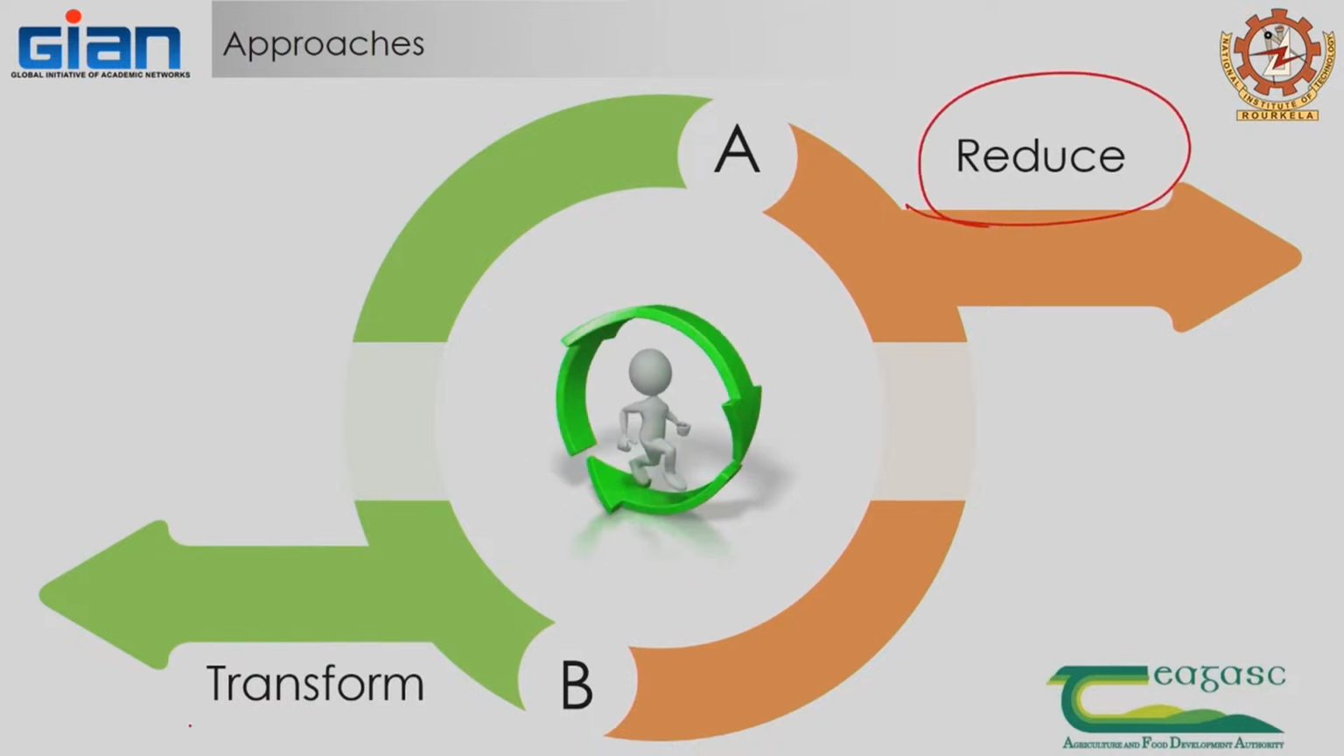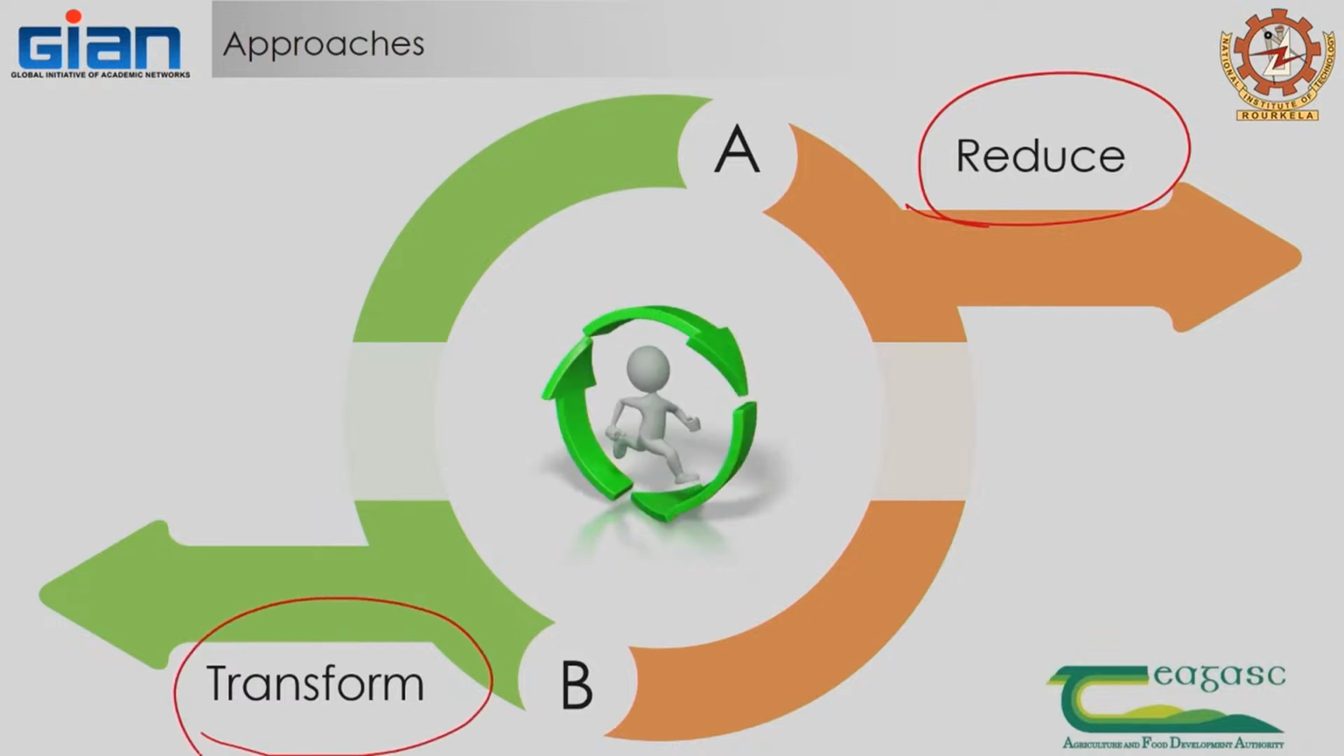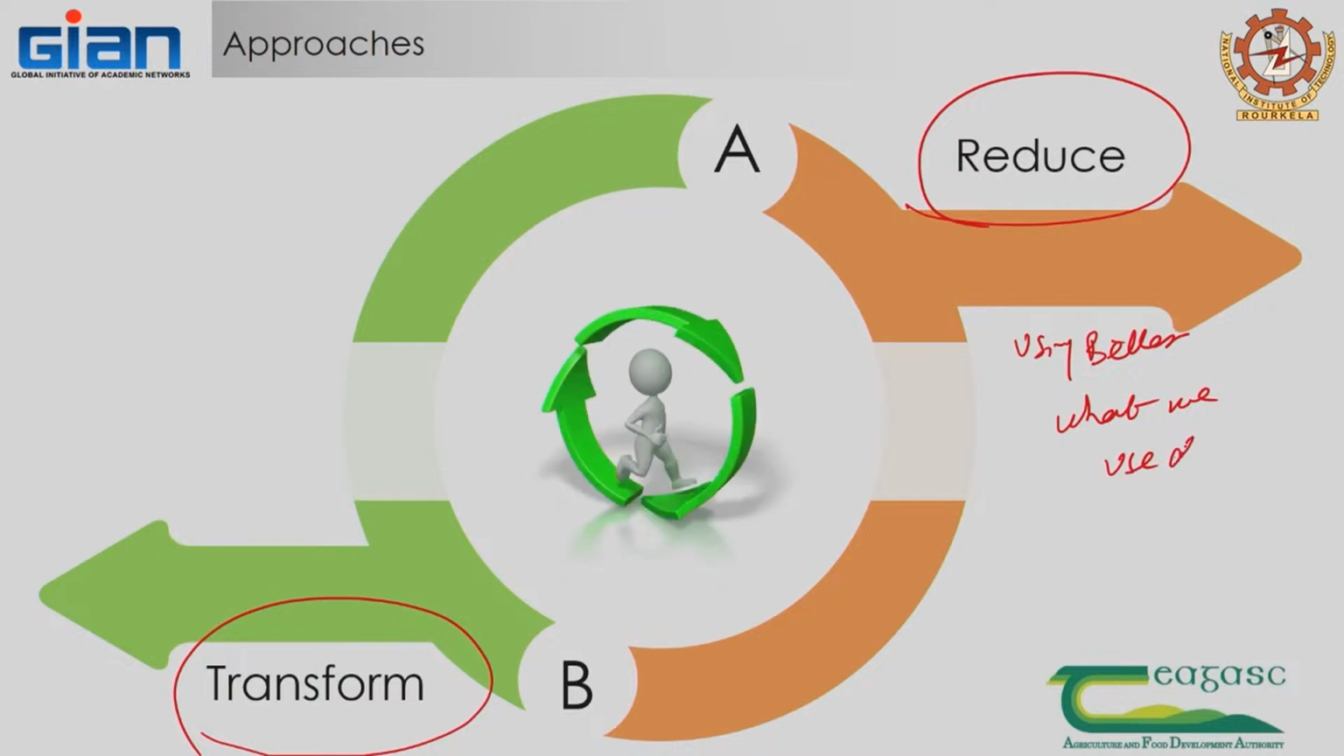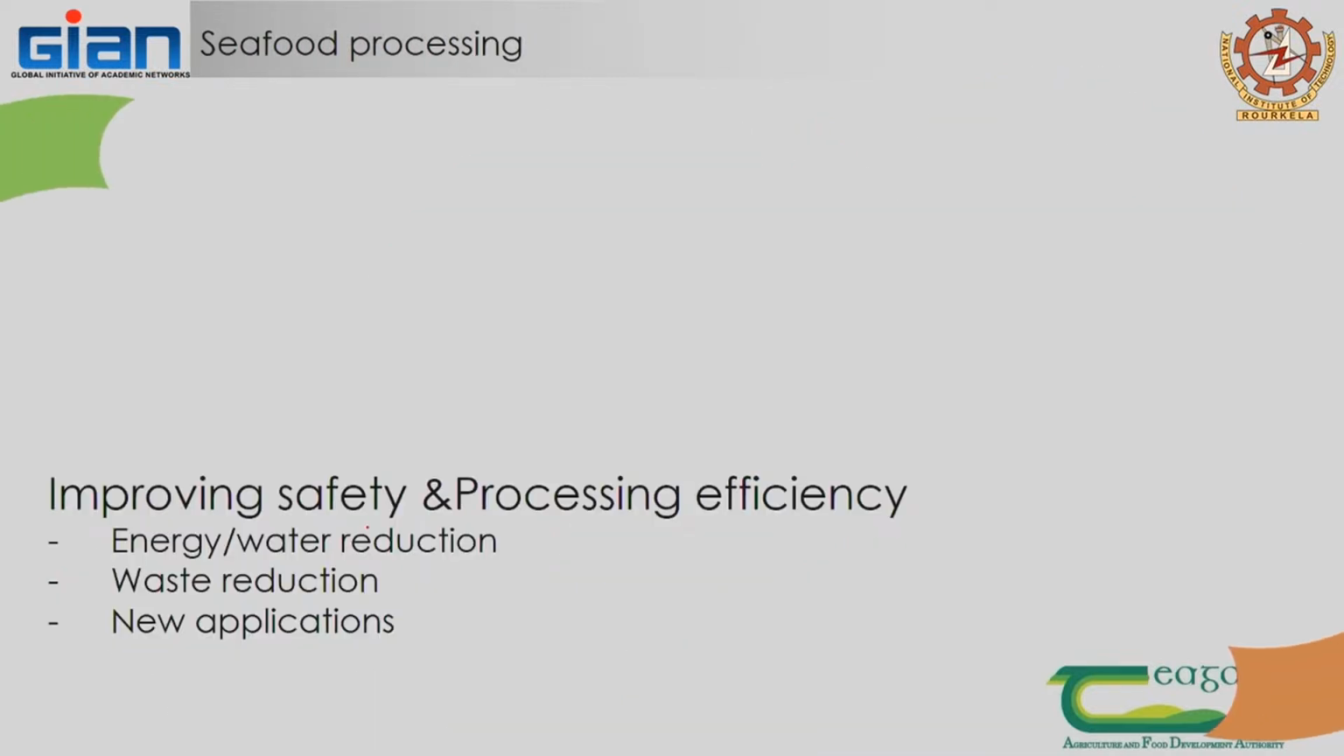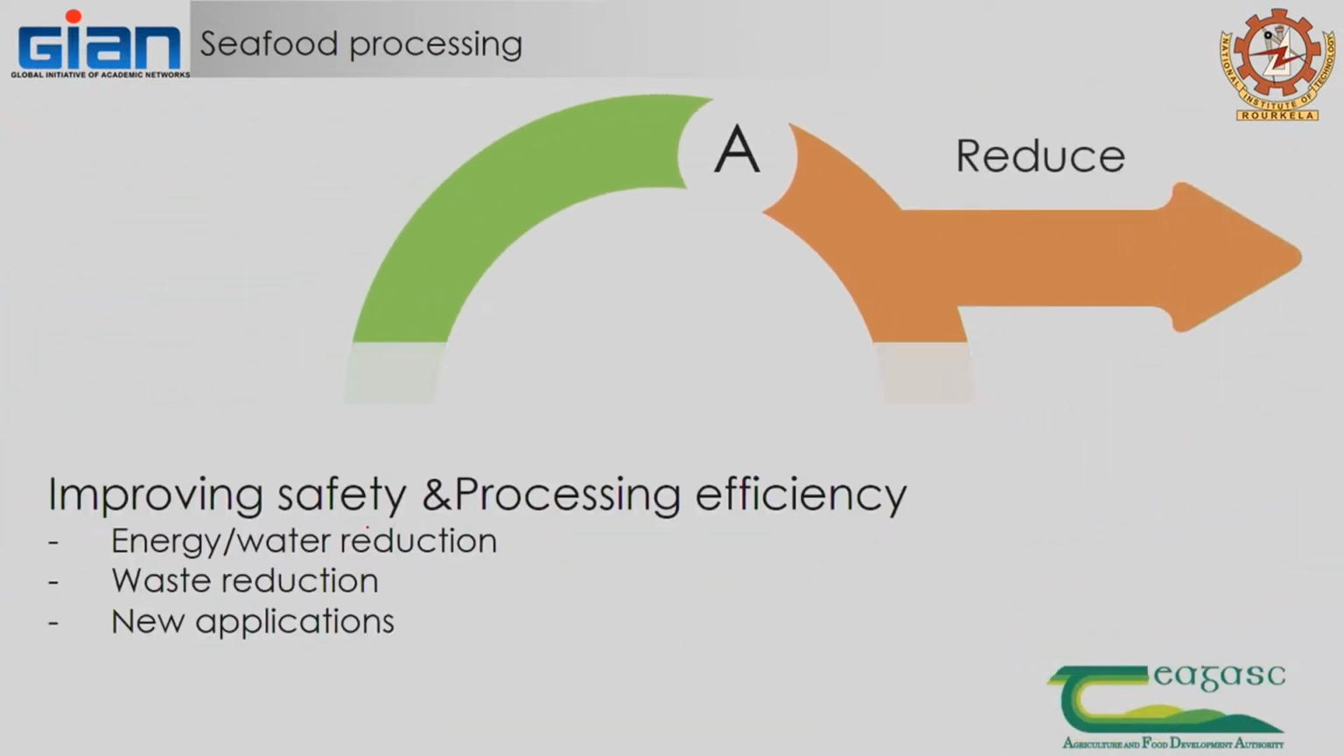Reducing the waste or transforming the byproduct. Using better what we use already. And this was mainly to unlock the potential of seas and oceans, or new biomasses. So, at least after this 10 days module, you will learn this reduce and transform. Okay, so that is one, and then the first one to do is reduction.